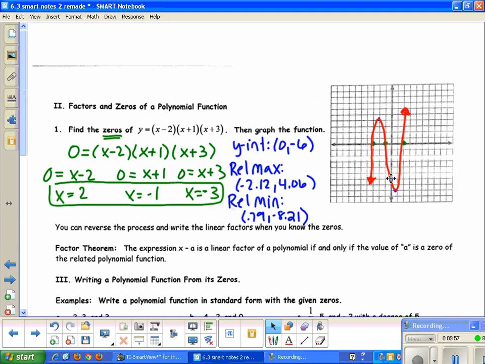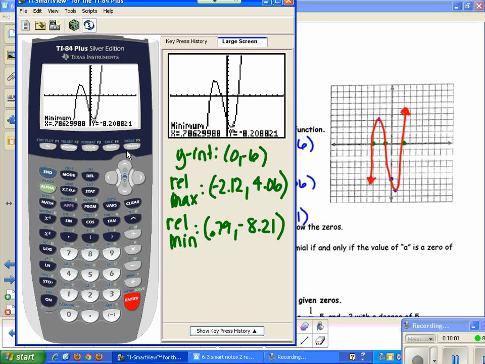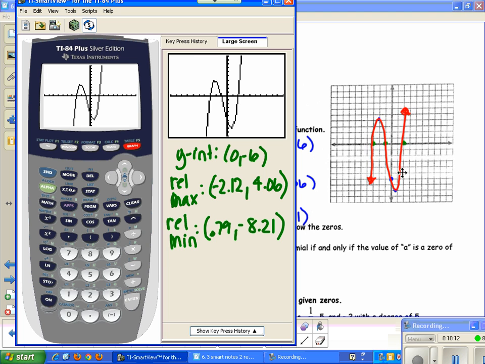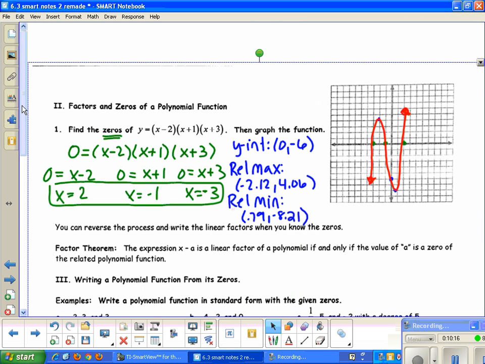And of course, if you want to pick out other values on your calculator, you can by going to your table, so second graph, and you can pick out other values if you think that's going to help you graph it even better. So if I look back at my graph though, this graph looks like the graph that I graphed, so that I know I'm done.